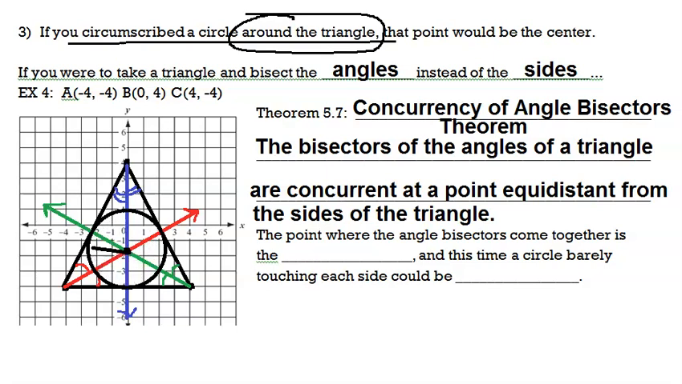Whenever you're building a circle outside of a triangle, you can use the perpendicular bisectors. If you're trying to build your circle inside the triangle, then you're going to use angle bisectors. So a little more vocab and then we can quit. The point where the angle bisectors come together is called the incenter. And the reason it's called the incenter is because a circle that barely touches each side could be inscribed. So instead of circumscribed, which means you go around, now we're calling it inscribed, which means we're going on the inside.